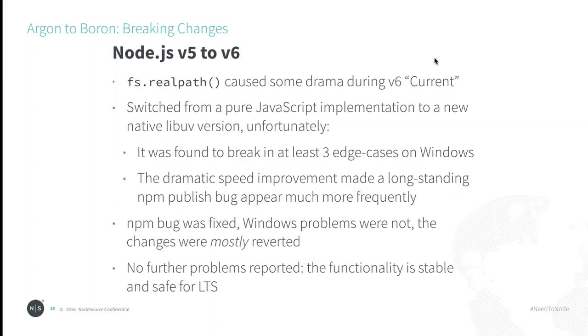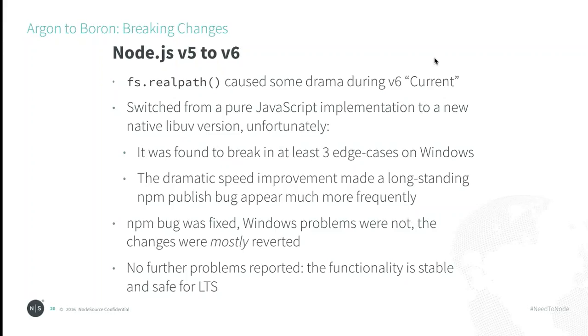realpath is an interesting story. fs.realpath, for finding the real path of a symbolic link on the file system, caused a bit of drama during version 6, during the current six-monthly period. What we did in version 6 is switch from a pure JavaScript implementation that had been around for a long time to a new native libuv version, which means that we are now using native system APIs, which is faster and cleaner and more consistent.